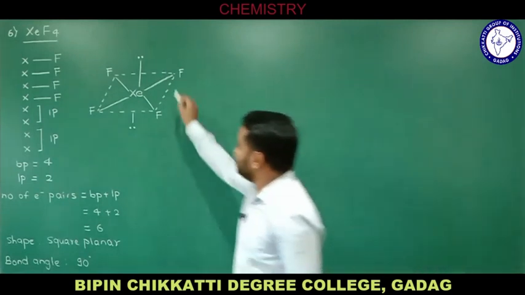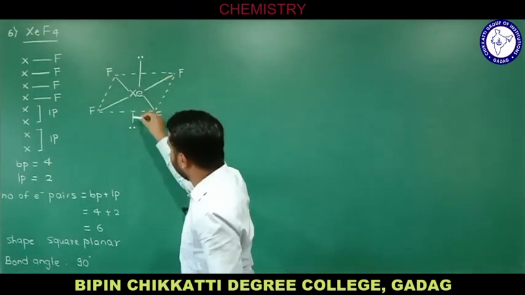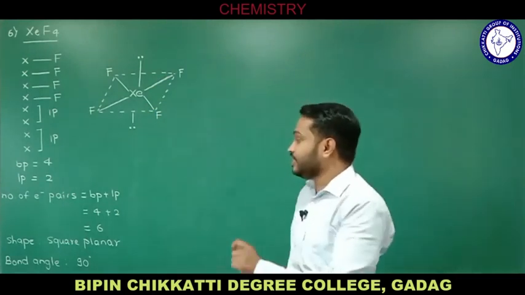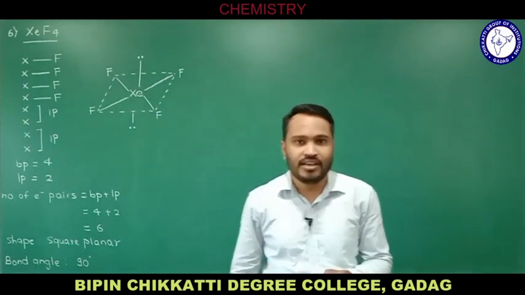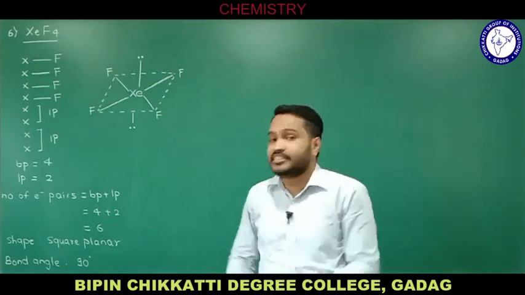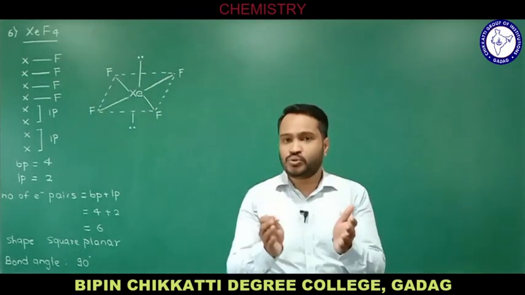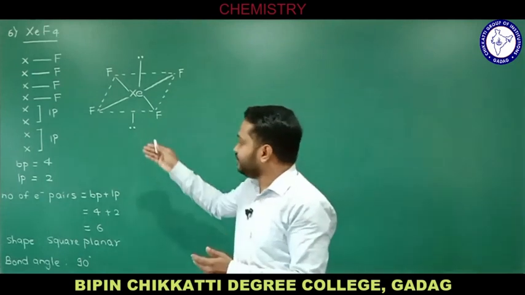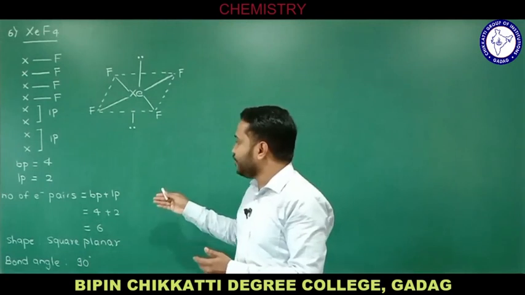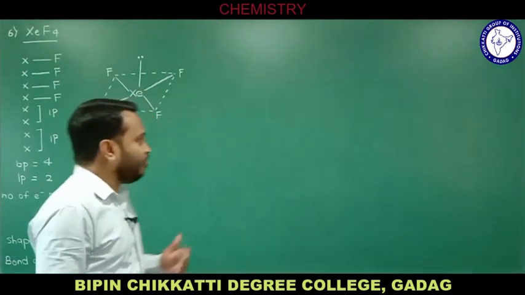So this is a plane, and one will be above the plane and one will be below the plane, and this kind of shape we call a square planar structure. Actually, in the previous session, I gave a hint on how to get the shape of XeF4, but you should explain in this manner, so that the number of bond pairs and lone pairs is going to affect the shape of the molecules.